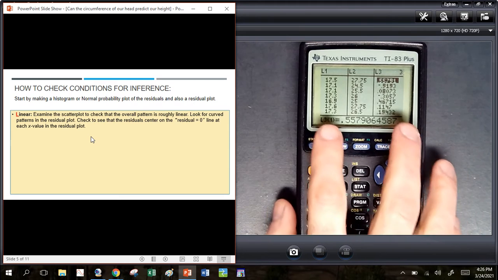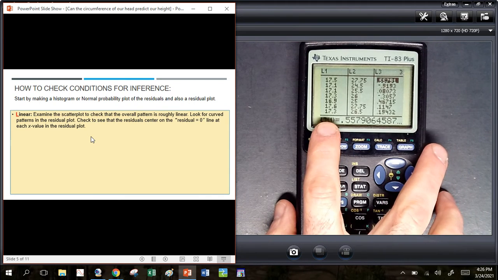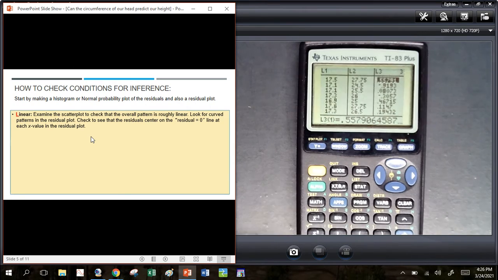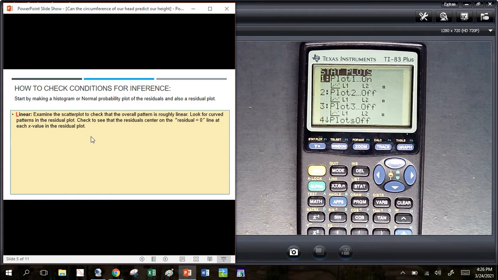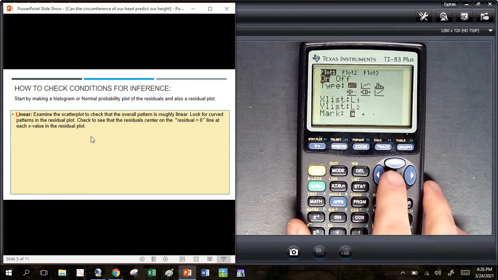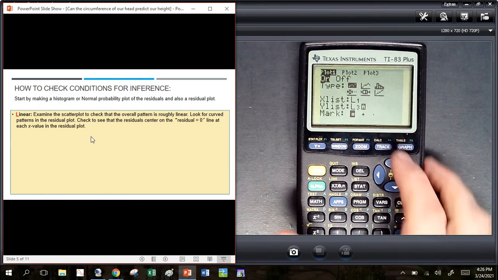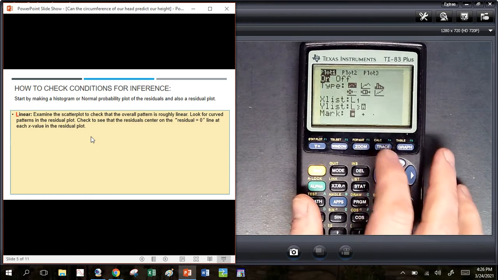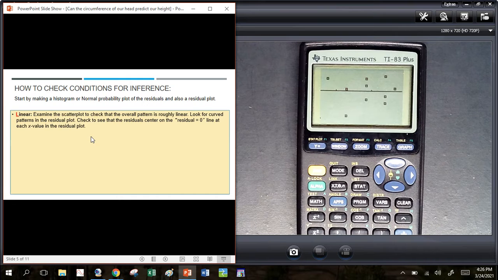A residual plot is just comparing the head circumference, which is in L1, with the residual. So the residual is always on the y-axis. So we go to 2nd Y=, turn the plot on. We're still going to do a scatter plot, but now it's going to be L1 versus L3. So again, our x values compared to our residual values, or our head circumference compared to our residual values. Now we're going to do Zoom 9, and there's our residual plot. If you look at it, there's no discernible pattern here. So we have kind of random scatter.